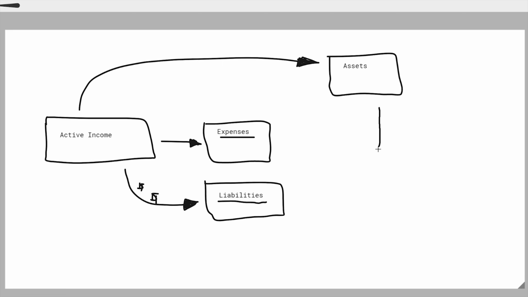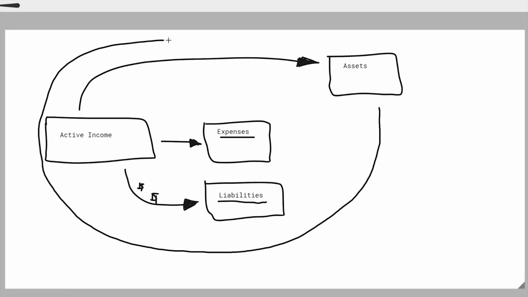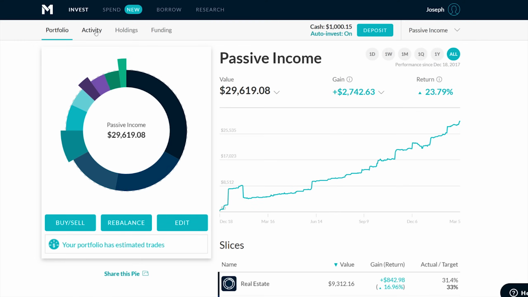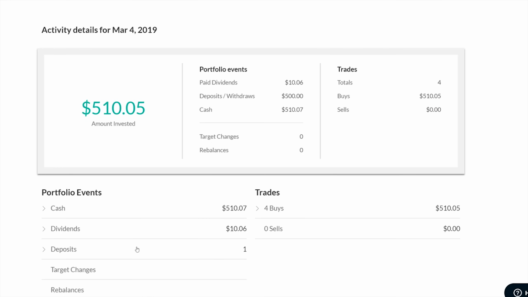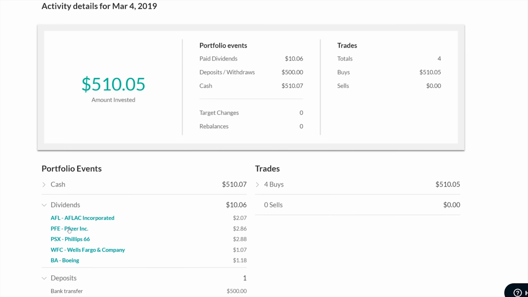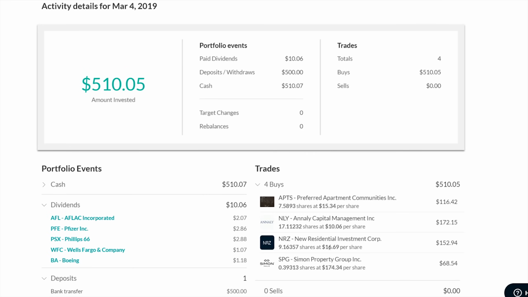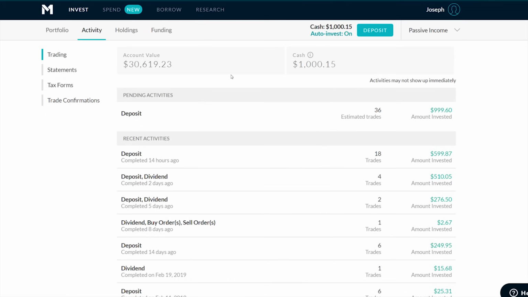Now this should look like this. It should loop right back around and go right back to assets. And the great thing is the more active income you put into assets, the more it starts to build up itself. And then the more it starts to contribute, if you direct it right back to itself, like we are doing here, I can go into activity, I can go into dividends. And look, these dividends are just being used to purchase more shares all the time on a weekly basis.